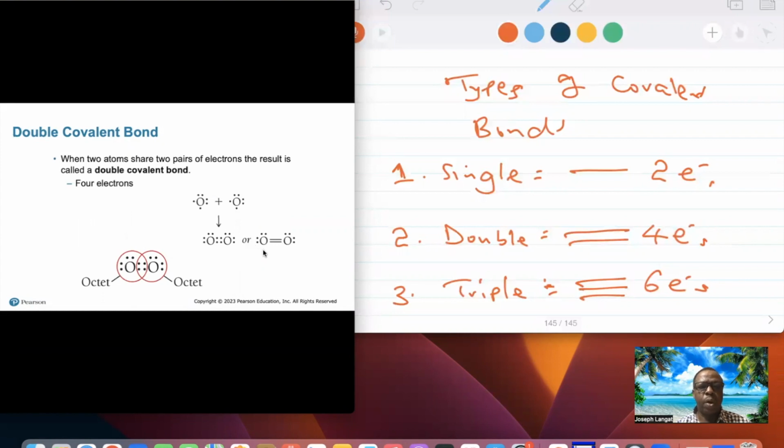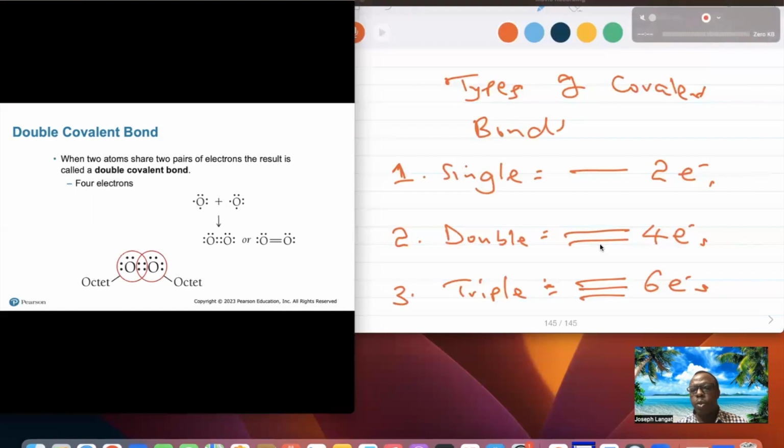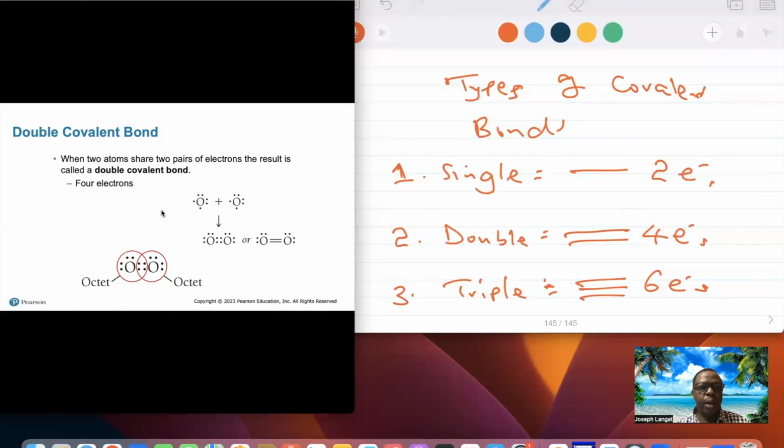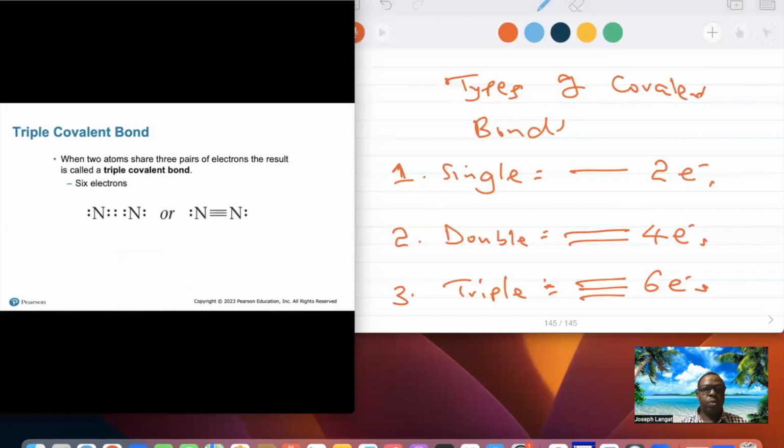We'll see later on how to generate the double bond or single bond. But for now, remember 2 lines represent a double bond. When 2 atoms share 2 pairs, it means 4 electrons, and each one of them ends up with 8 valence electrons, the octet rule. And lastly, the triple bond, 6 electrons, 3 lines.